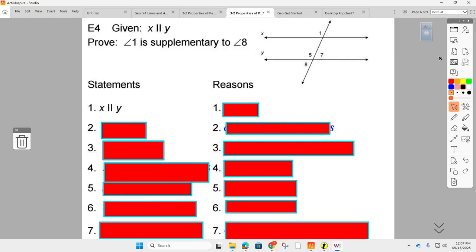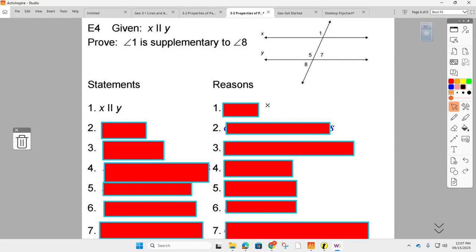Remember that given information, so let's read the top of this problem. Given x, what do those 2 vertical lines mean? It's parallel to, right? So we read that x is parallel to y, and we look at our diagram, we see that line x is parallel to line y. And we're proving that angle 1 is supplementary to angle 8. So the first thing we're going to start at the top, they wrote our given. So now what is the reason? So how do we know that x is parallel to y? What's the reason it's going to go there?